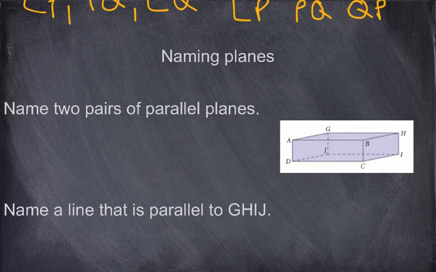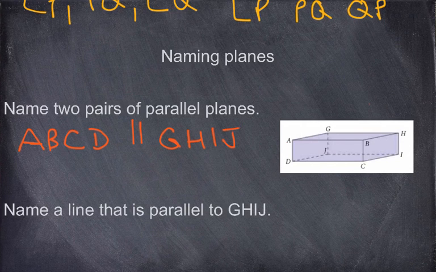So the first pair, you just choose a plane and write down the 4 letters that make up that plane in order. So I'm going to start with A and work my way around. So A, B, C, D. That is the front plane. Well, that is parallel. By the way, I should tell you, the parallel symbol looks kind of like an 11. Plane ABCD is parallel to the back one, which would be G, H, I, J. That is 1 pair of parallel planes.